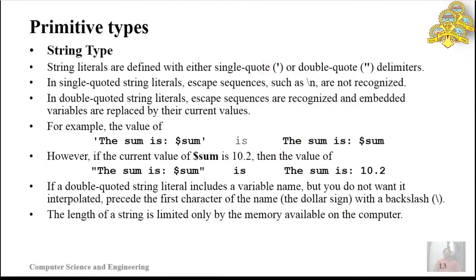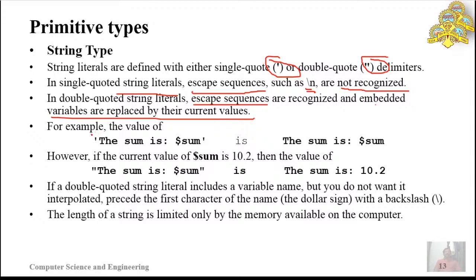Strings are defined either by using single quote or double quote delimiters. So you can use single quote as the starting delimiter and end delimiter or double quotes, but they have some differences. In single quoted string literals, escape sequences such as backslash n, backslash t, variable names are not recognized. Whereas in double quoted strings, escape sequences are recognized and embedded variables are replaced by their current values.